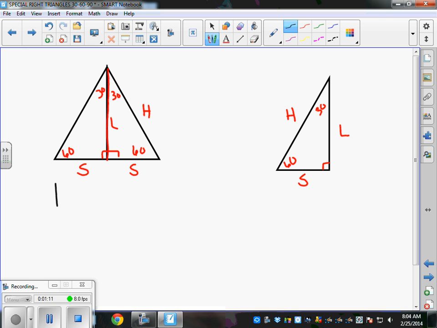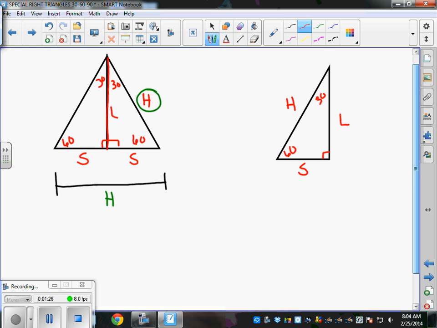Well, remember, since this started as an equilateral triangle, all three sides are the same. So that has to be the same distance as that. So if this is an h, then that whole distance has to also be an h. And there's our first relationship between the sides of the triangle: the hypotenuse is equal to 2 times the short side. So if you know the short side and you double it, you'll get the hypotenuse.